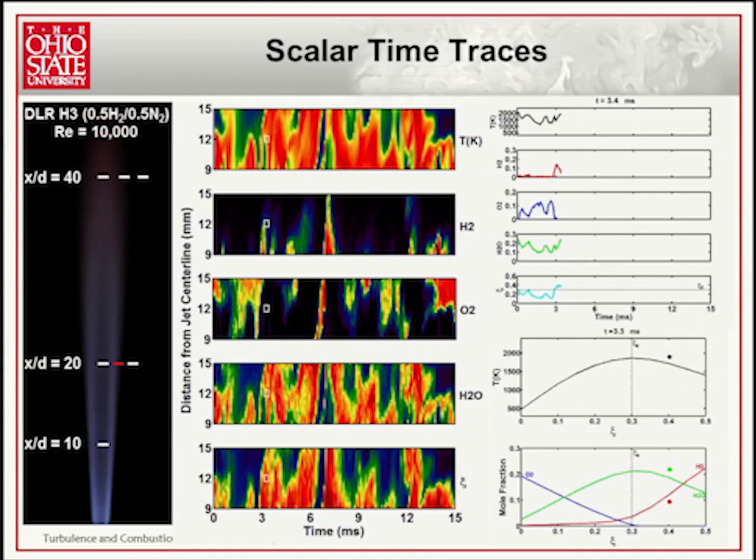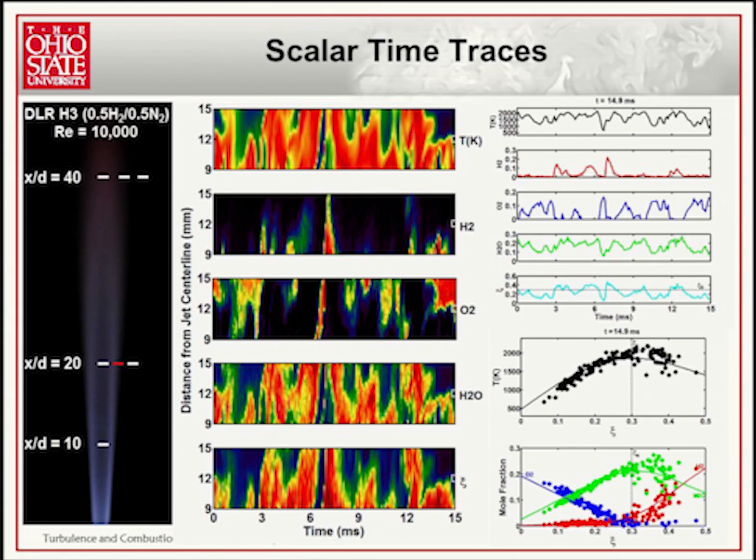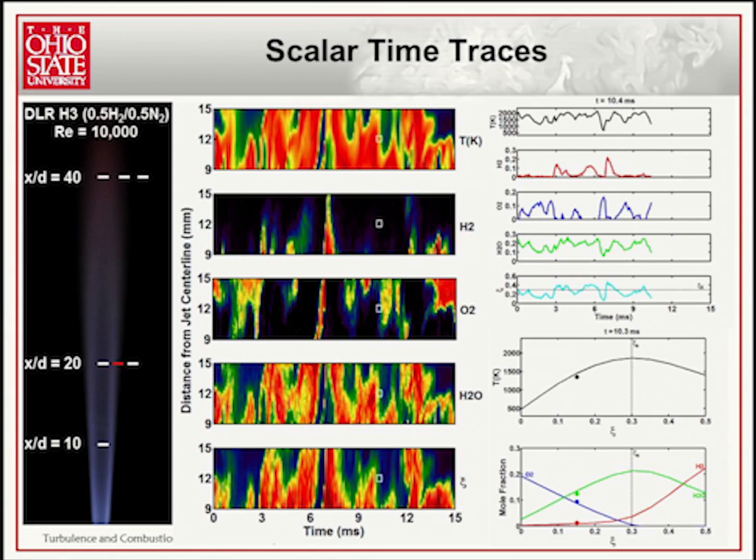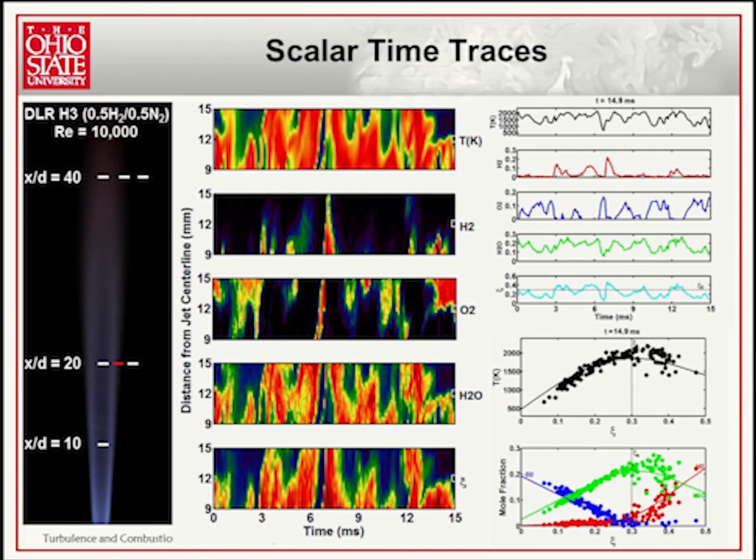It's a little dim here, so I apologize. This is from DLR H3, one of the older TNF targets, Reynolds number 10,000. And what you see here are stacked up, so bear with me, the movies will finish before I do. These are your radial profiles, so these are 1D radial profiles stacked up in time. So this is essentially a spatiotemporal map of the scalars from temperature, hydrogen, oxygen, water, and mixture fraction.